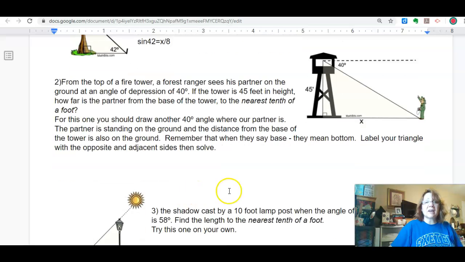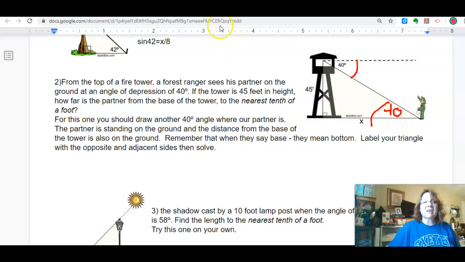Looking down here at the next picture, it says we have the top of a fire tower. He looks down at a 40-degree angle. Well, if that's 40, then we know that if this is 40, then this angle here is also 40. So we would label that to be 40 as well. So we have a 40 here and a 40 here because they're alternate interior angles.